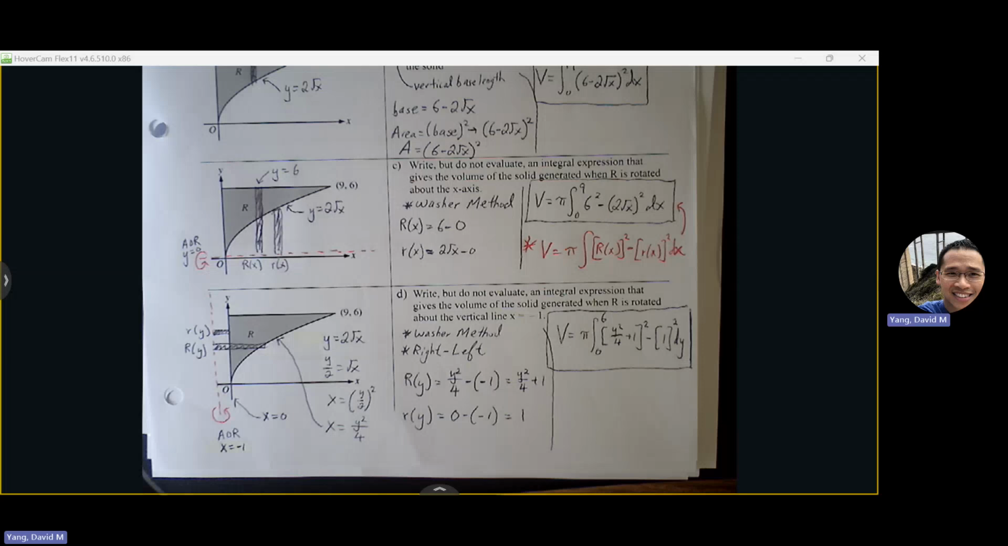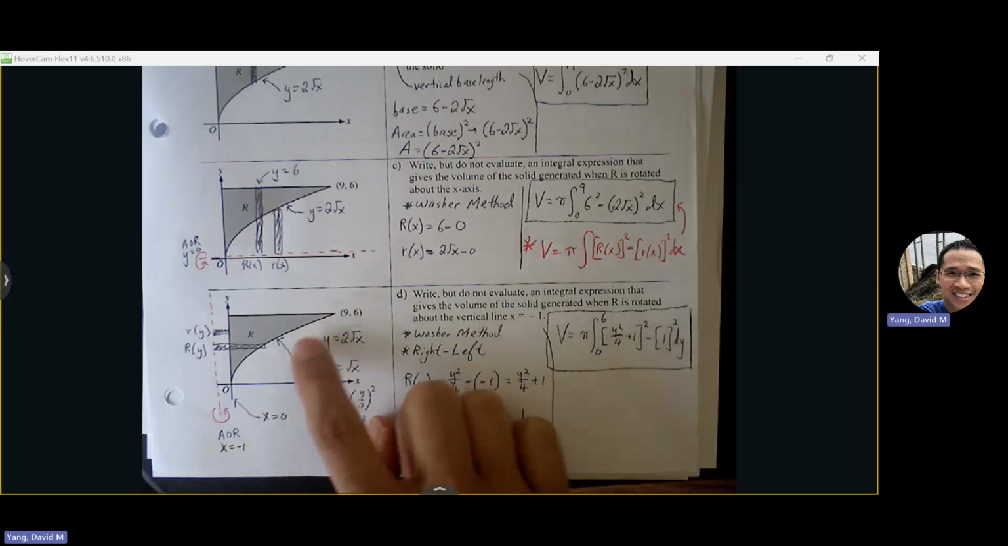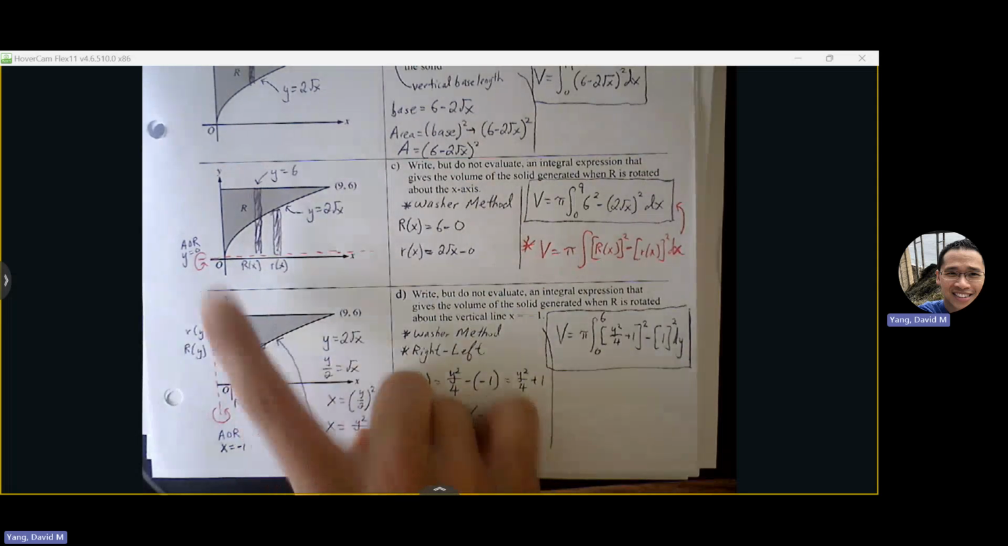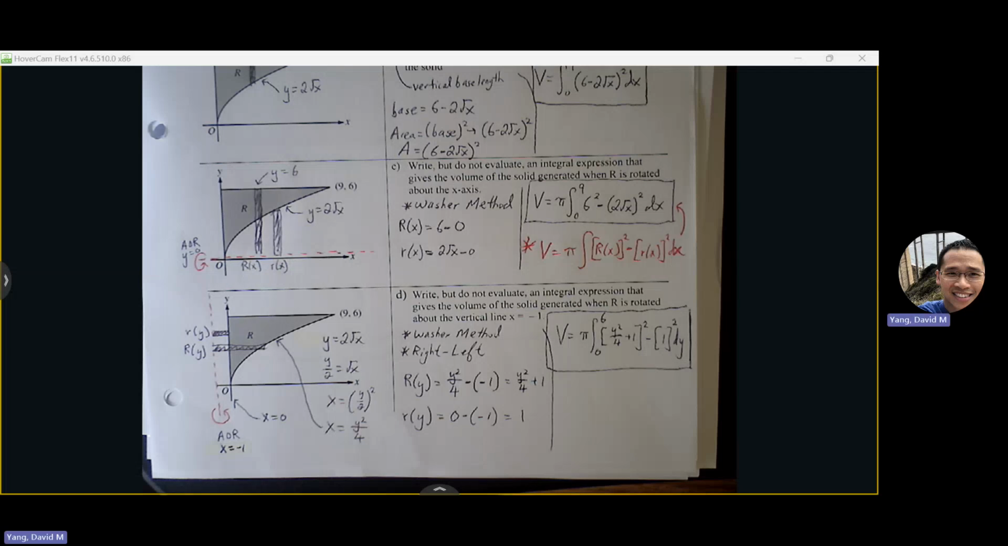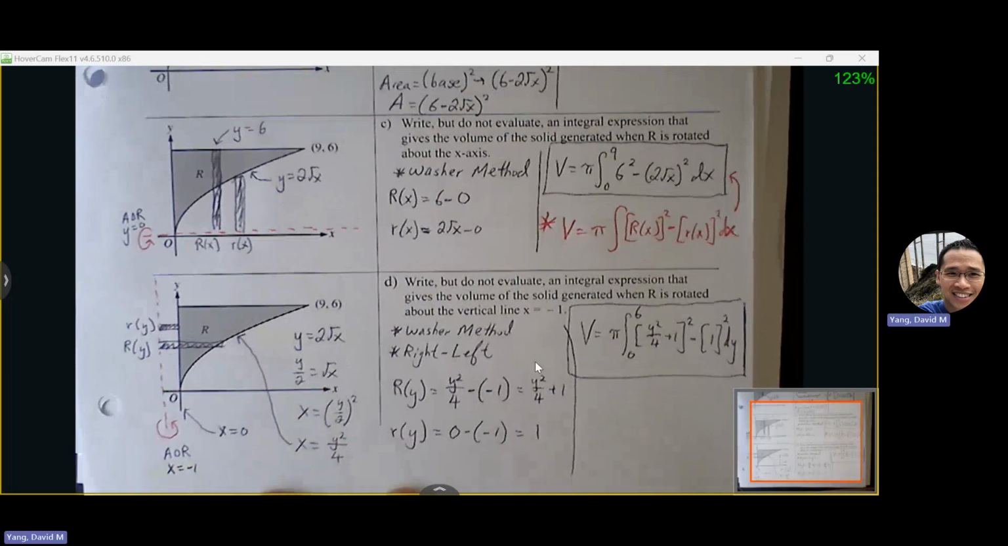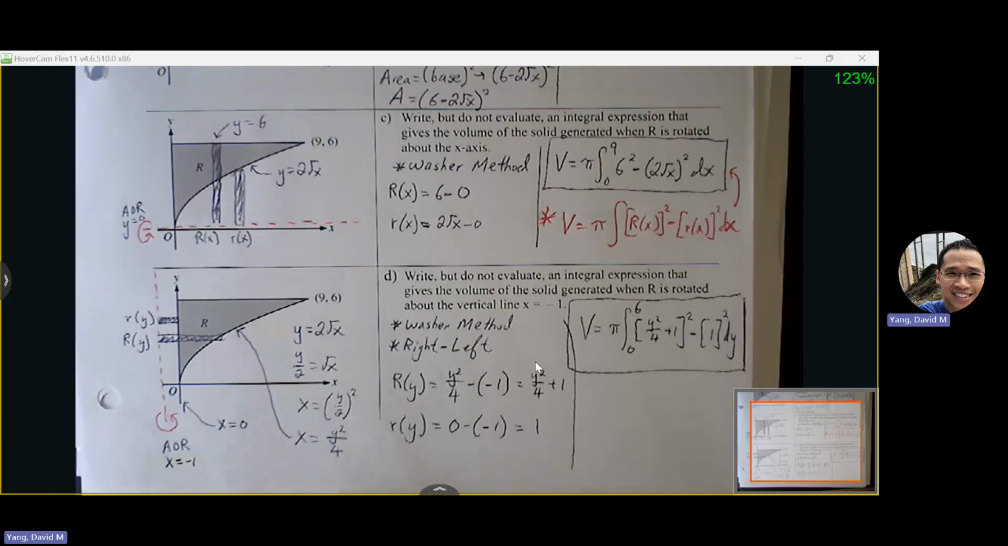Part D, we are rotating around the line x equals -1. So this is now a vertical line. And then our radius has to come out horizontally. And because your radius comes out horizontally, you have to rewrite your equation. This is forcing you to get your equation in terms of y. So I've got to solve for x here. This is x equals 0. This is x equals -1. We do right minus left. But it's still going to be washer method because we still have a gap between our shaded region and our axis of revolution.